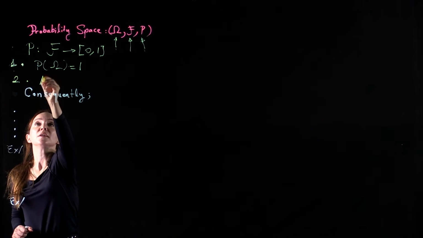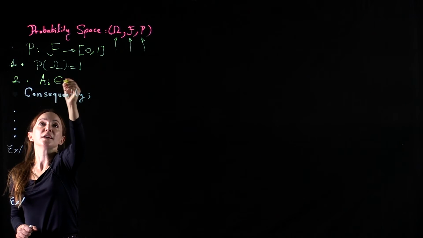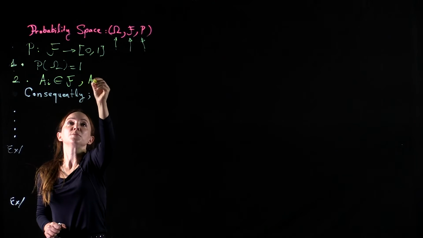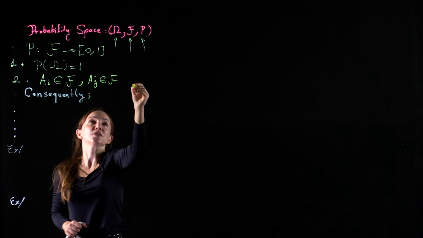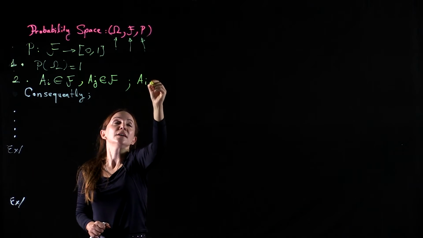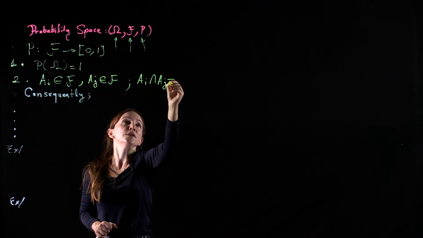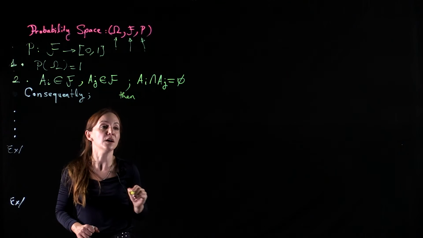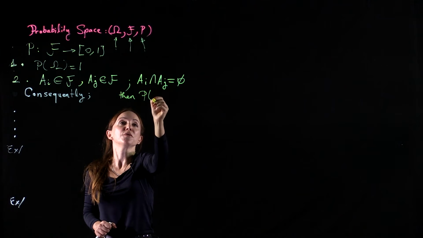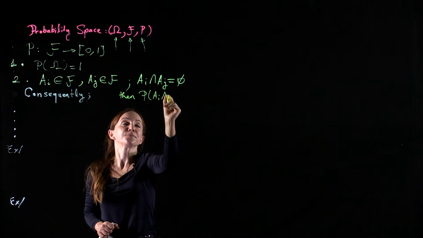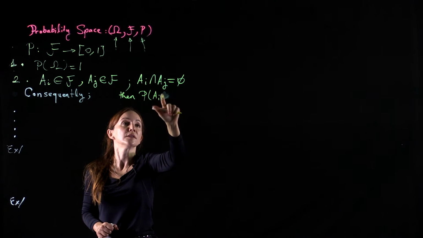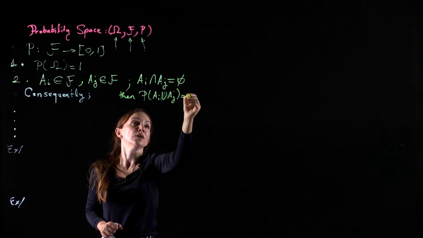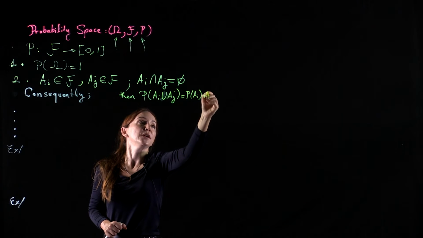if the set A sub i is in F, and A sub j is in F, such that A_i and A_j are disjoint, then the probability of A_i union A_j is equal to P of A_i plus P of A_j.